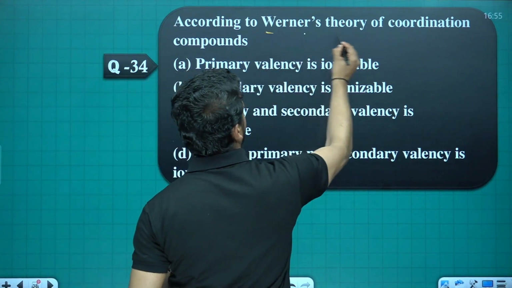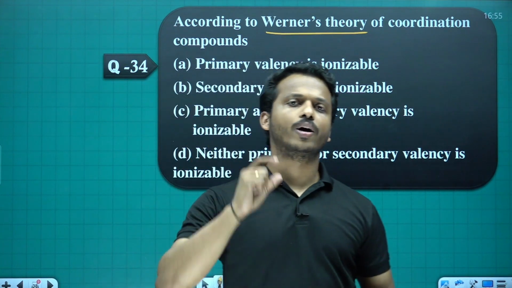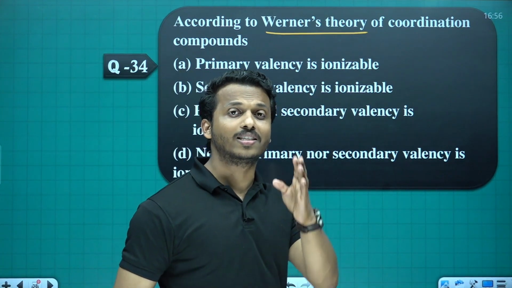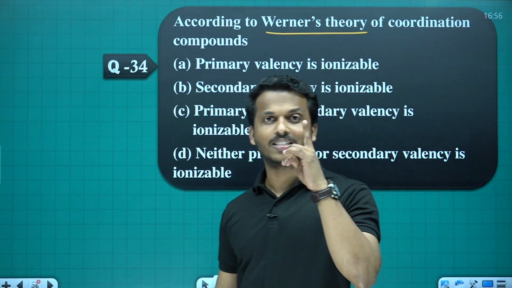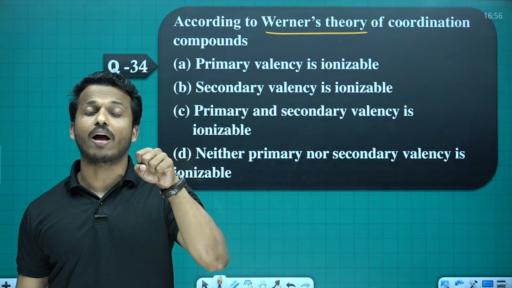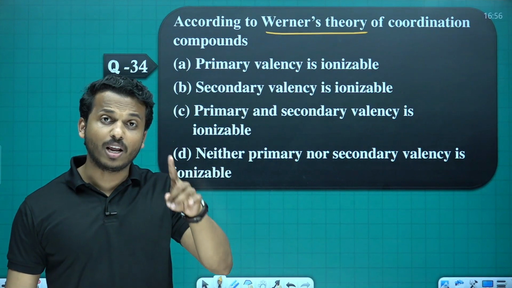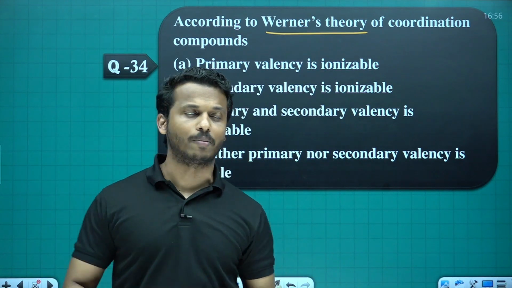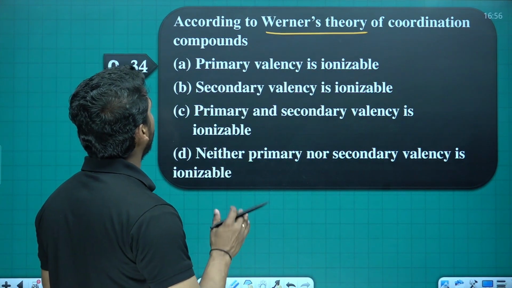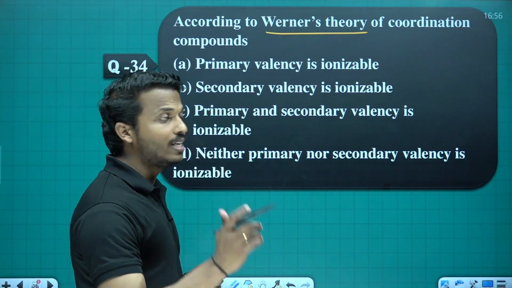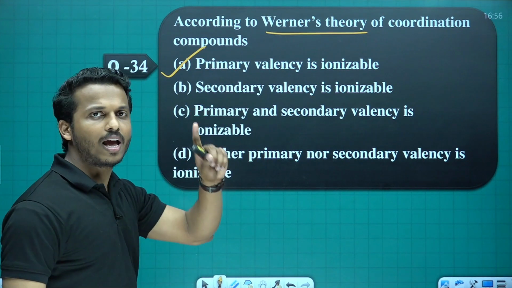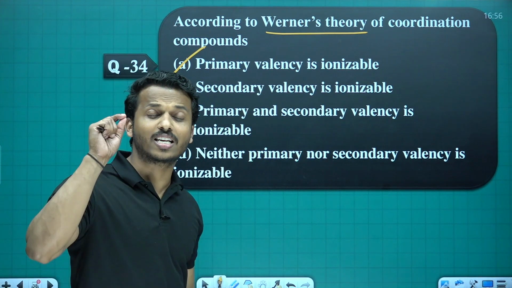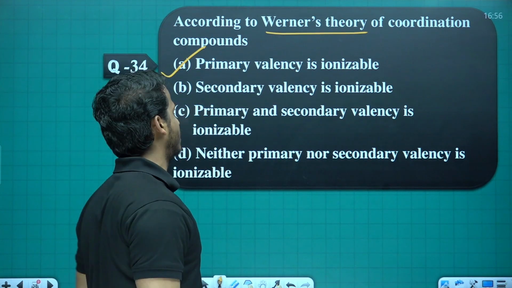According to Werner's theory, what is Werner's theory? They said the central metal atom possesses 2 types of valency, primary valency and secondary valency. Primary valency gives you the oxidation state and secondary valency gives you the coordination number. Primary valency is also called ionizable valency. Secondary valency is also called non-ionizable valency. So first question, according to Werner's theory, primary valency is ionizable. Yes. Secondary valency is non-ionizable. Both are not. No. So primary valency is ionizable, secondary valency is non-ionizable.